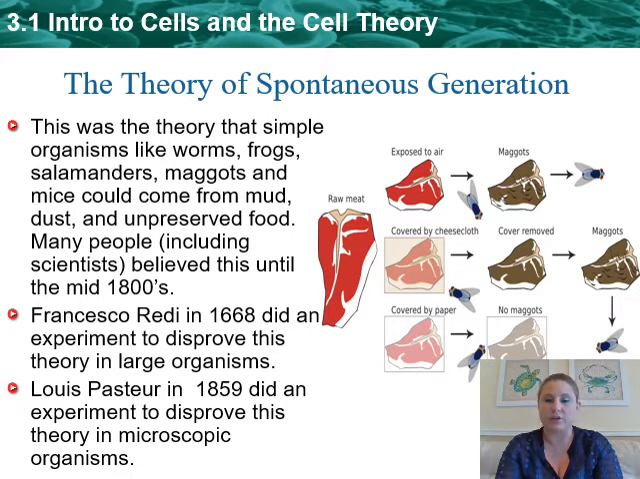So then he did another experiment. He took that meat, covered it with paper, and wrapped it really tight. After a few days, he noticed he didn't have any maggots on it. And lo and behold, no flies either. So he realized that the maggots were the source of the flies and not the meat itself. This is how he disproved it, and he did some other things also to disprove this in large organisms.